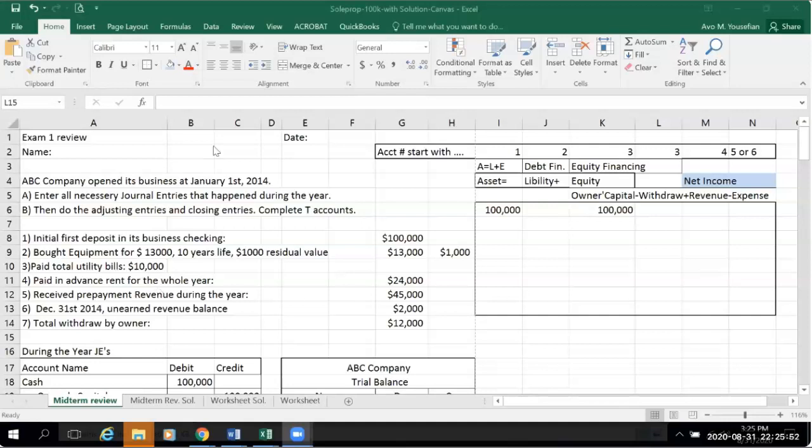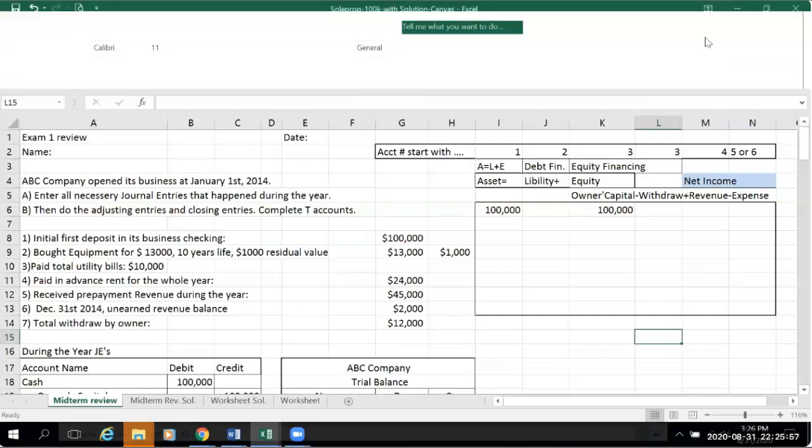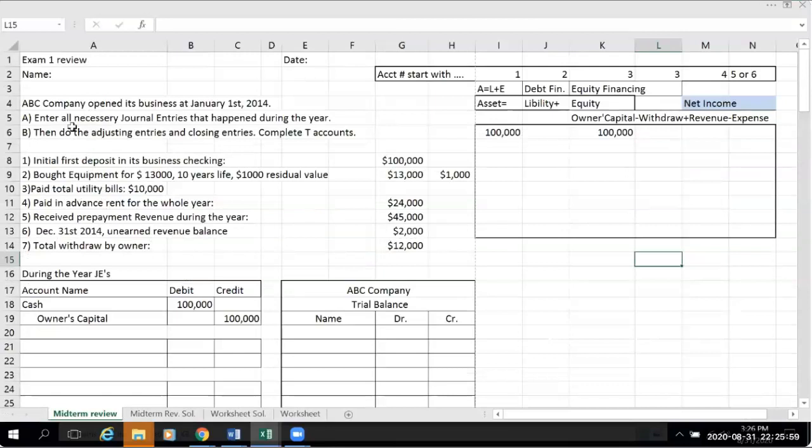So day 1, this is what happened. Day 1, the owner of this company opened his business on January 1st. And the initial first deposit into the business checking was $100,000 by the owner, and we need to journalize it. In order to journalize it, whatever you need to put in this equation needs to be done twice. Otherwise, you will break the equation. Make sense?